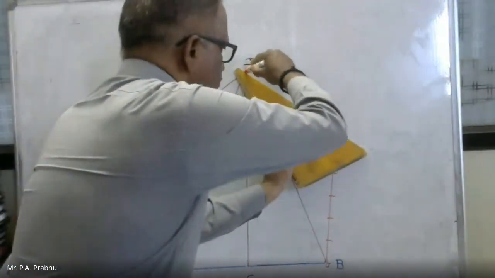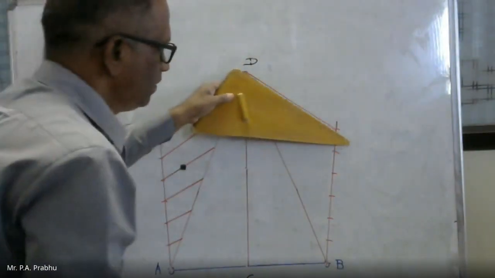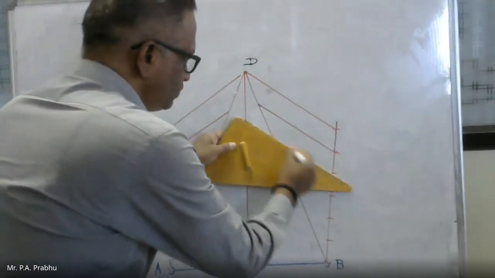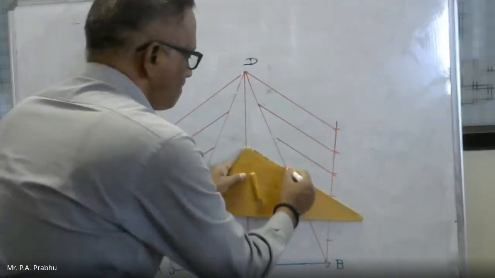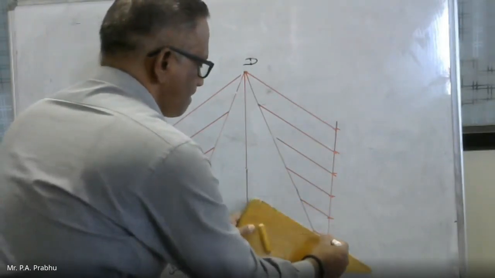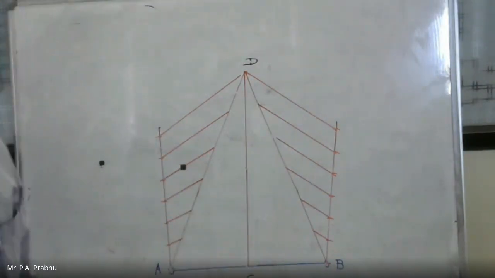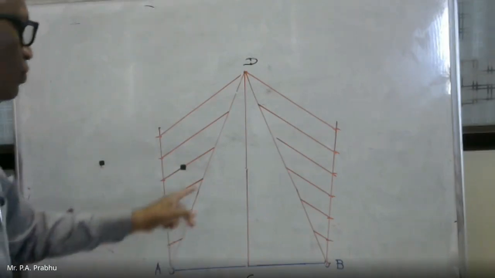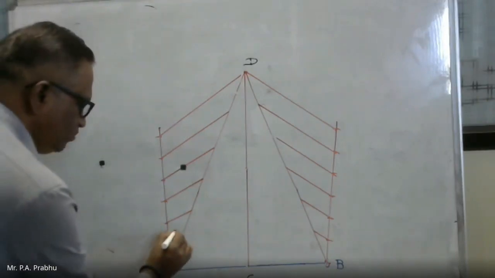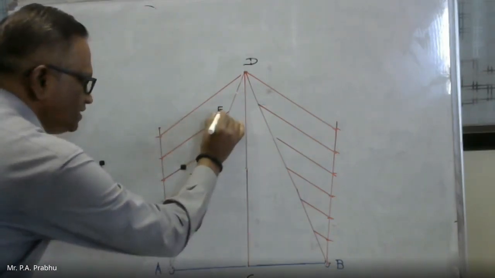Similarly, here also, first join the end point. Then use your roller scale or mini drafter. Draw the line parallel to this first one. So I have divided the sides of the triangle into the same number of equal parts, that is, also into even parts. Now see here, then give the points in this manner: 1, 2, 3, 4, 5, 6.